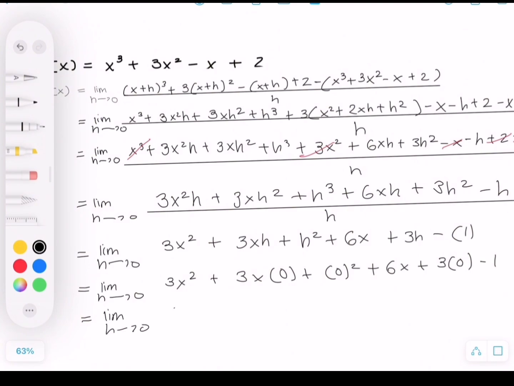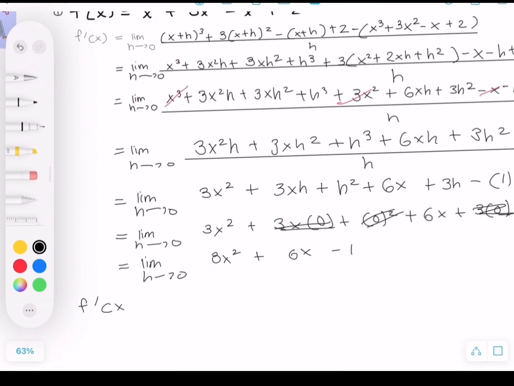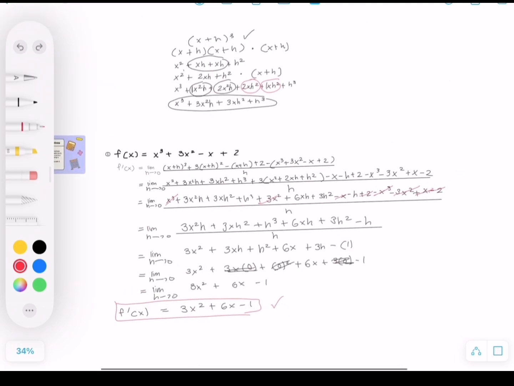Then we have 3x squared, so this will be cancelled out since 0, you won't get anything there. 0 raised to the power of 2 will give you 0, since 0 times 0 is 0. So we cancel it out, plus 6x. 3 times 0 is 0, so we cancel that out, minus 1. So this will be your final answer. So this is the whole process.